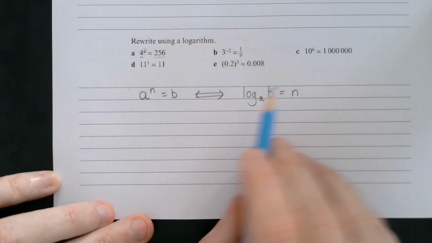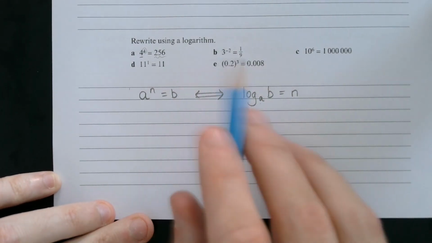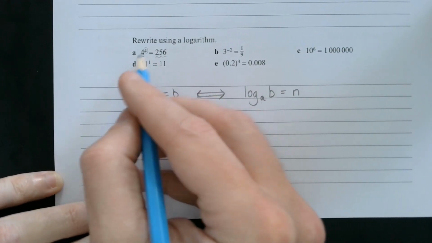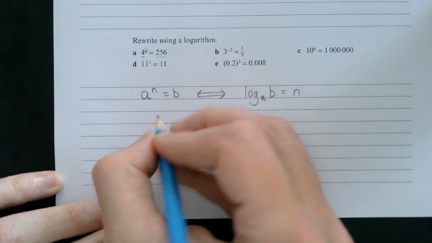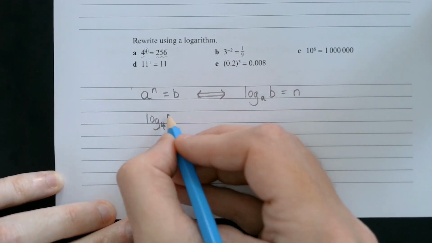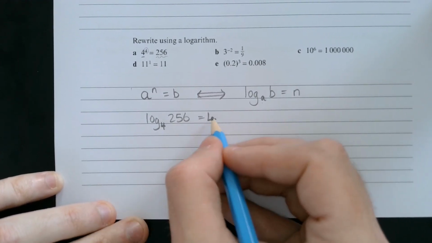Okay, so that means that this is the base, that is the power, and this is the answer, if that's what you want to call those things. So 4 to the power of 4 equals 256. If I want to rewrite that, I wrote log base 4 of 256 equals 4.